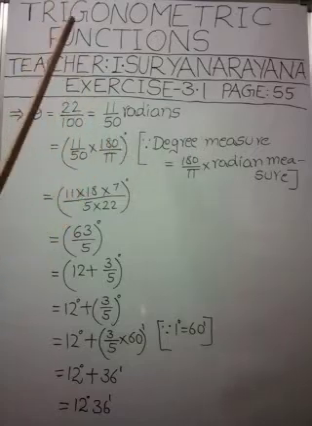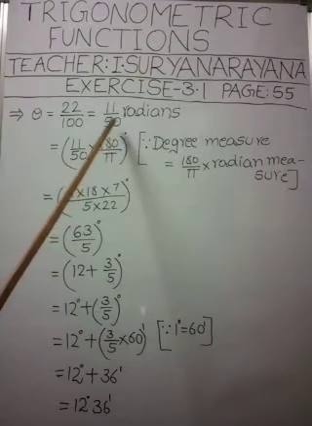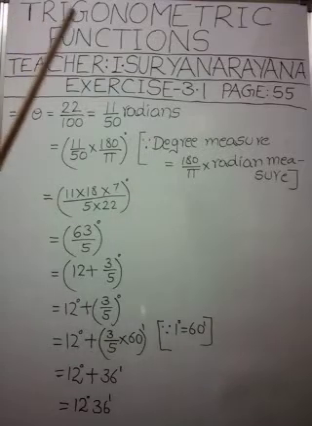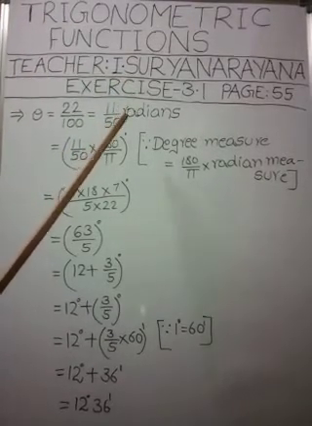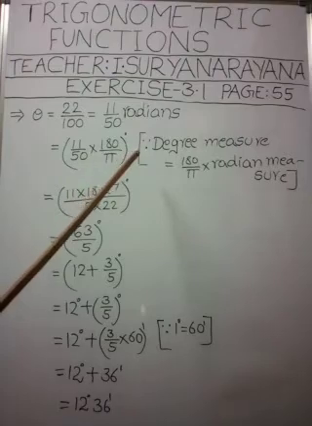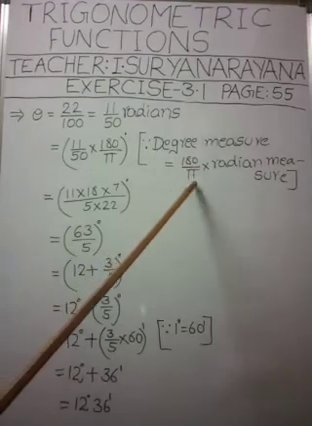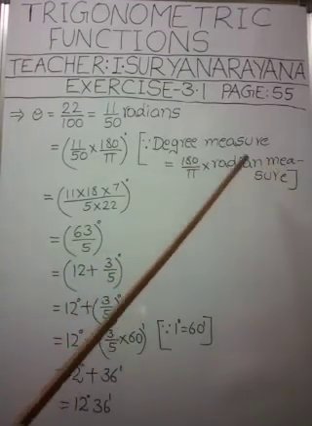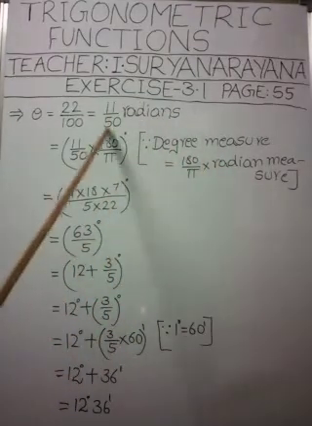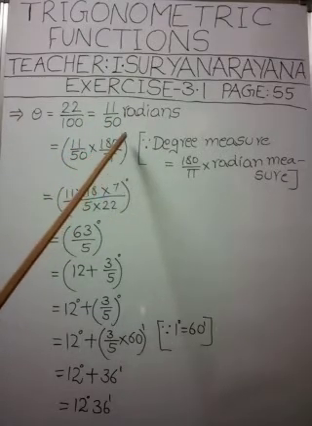But what is the question? We have to find the angle in degree measure. So from this step onwards, we have to follow the steps to convert an angle from radian measure into degree measure. Do you remember this point, my dear children? Degree measure is equal to 180 by pi into radian measure. If radian measure is given, to convert that angle into degree measure, we use this formula. So the angle is equal to 11 by 50 into 180 by pi degrees.